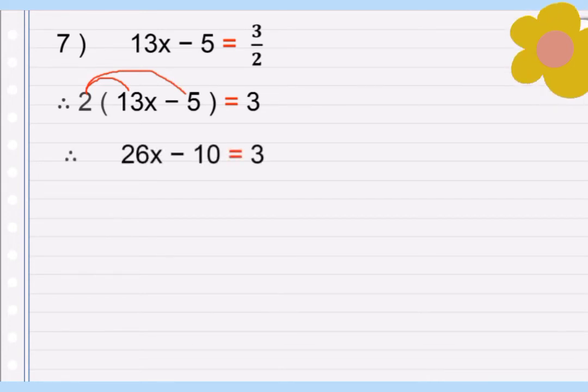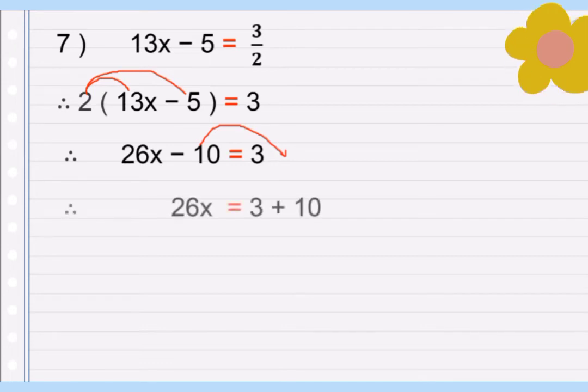So here 26x minus 10 is equal to 3. Now minus 10 will shift from left to right, so it will become plus 10. Minus 10 becomes plus 10. So 26x is equal to 3 plus 13.